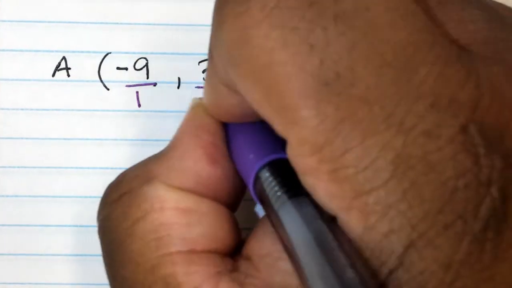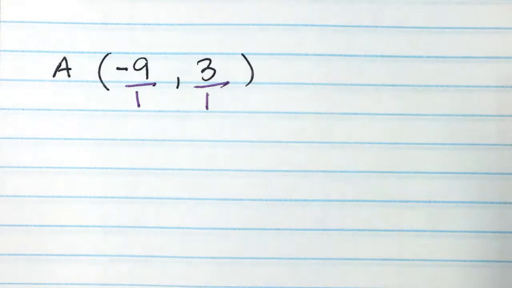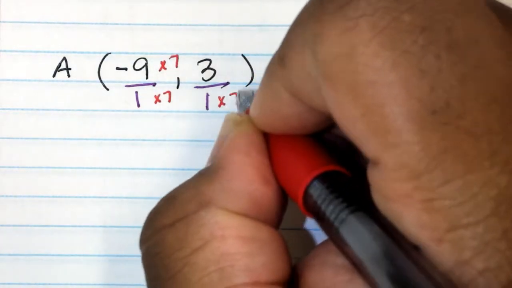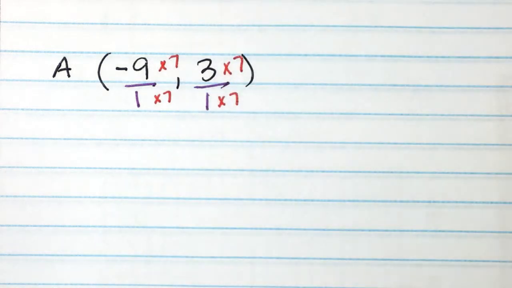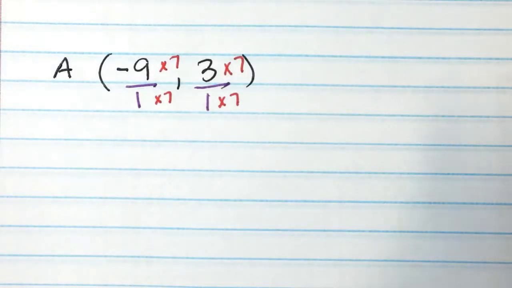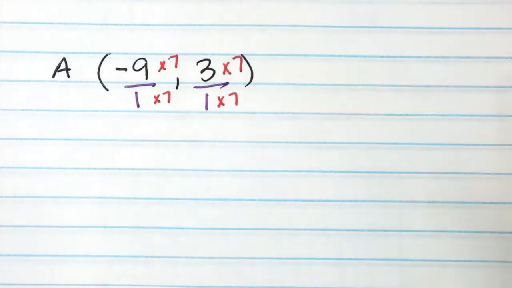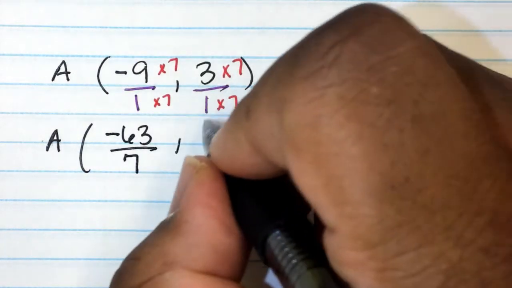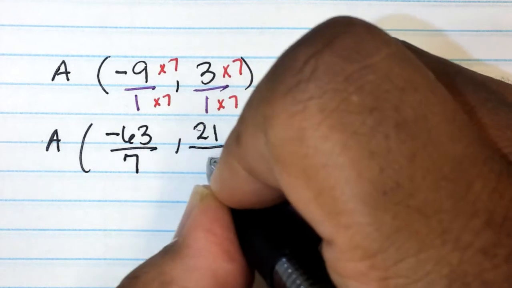So here, I'm going to put a 1 under both of these, and I know I need a denominator of 7 for both of these. So I'm going to multiply by 7, top and bottom. I'm going to manipulate these and make sure they've got a denominator of 7 too, so I can add them to my changes that I made on the other page. So recalculating point A after I change my denominator, negative 9 times 7, negative 63 over 7, and then here's 21 over 7.